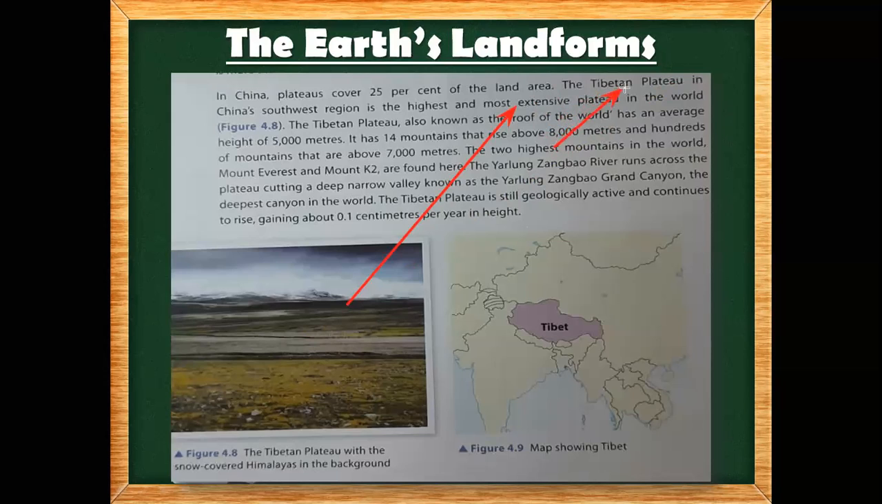So the Tibetan plateau, Tibet, this is an area of China. The Tibetan plateau in China's southwest region is the highest and the largest plateau in the world. So the largest plateau in the world, where is it? It's in Tibet. The Tibetan plateau.